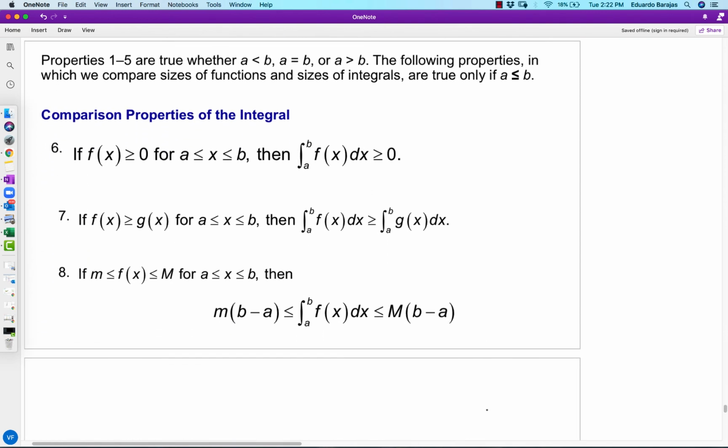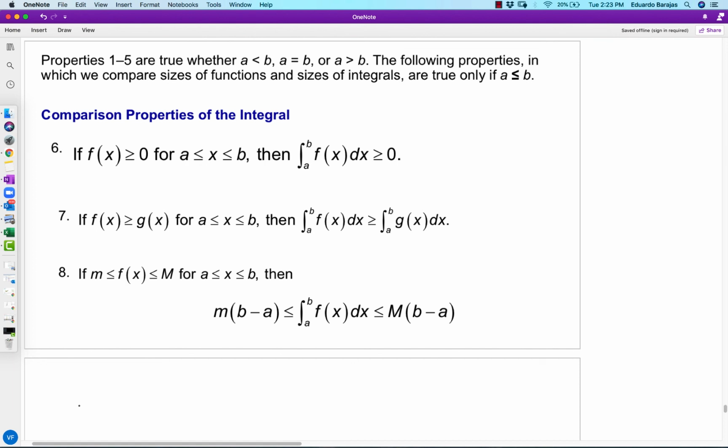Here are some other properties, the comparison properties of integrals. Properties 1 through 5 are true when a is less than b, a equals b, or when a is greater than b. The following properties, in which we compare the sizes of functions and sizes of integrals, are true only if a is less than or equal to b. So now we really do care to make sure that a is the smallest number or equal to b, or b is greater than or equal to a.